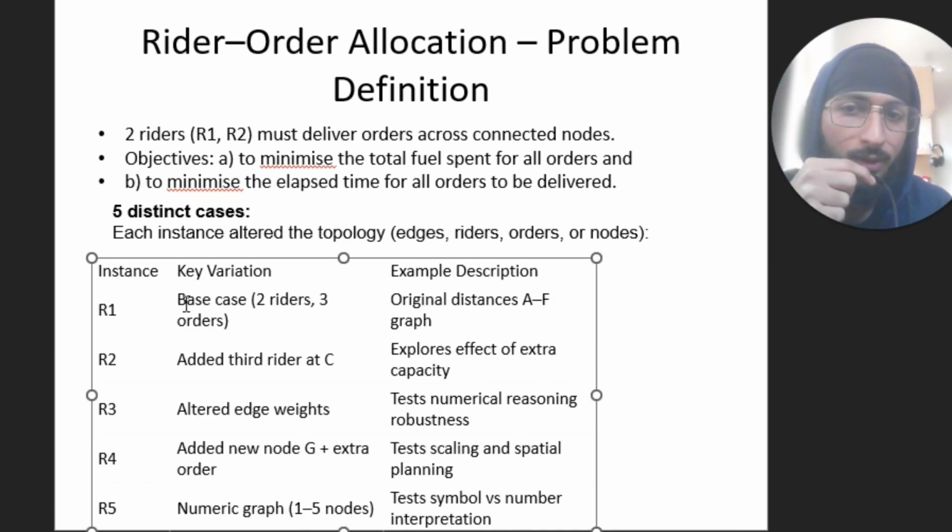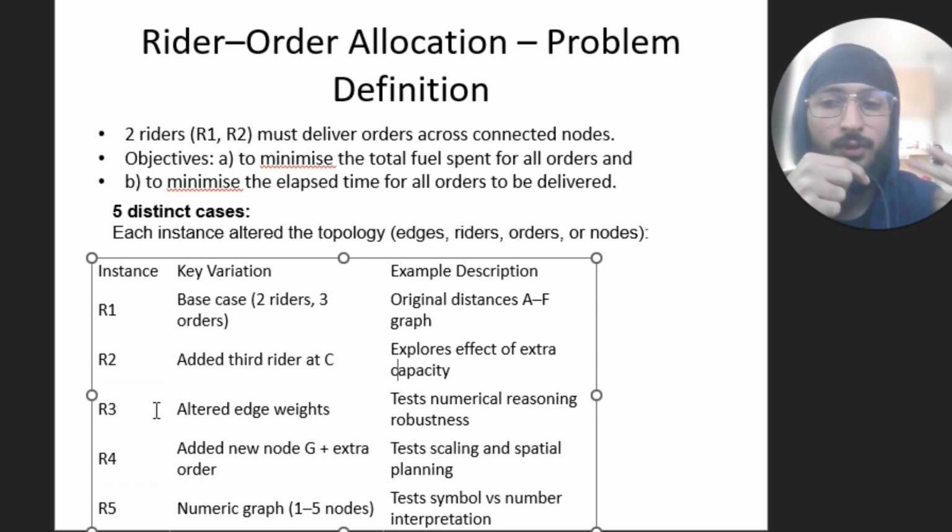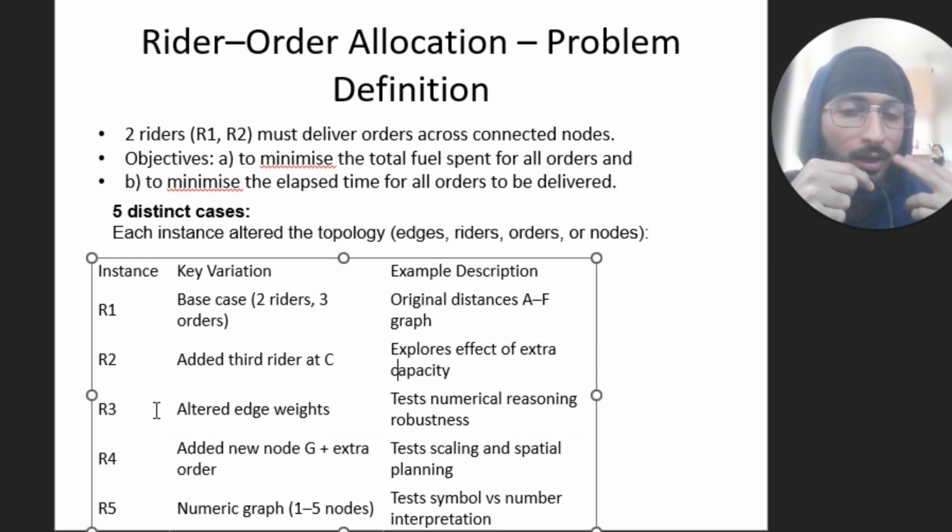So for instance R1, the key variation is basically this is the base case. So we have two riders and three orders, and this is the example. That is, original distances were maintained A to F graph. In R2, we added a third rider at C. So this basically would explore the effect of extra capacity. Then I gave the LLM another instance, that is R3, which altered the edge weights. So that would be testing the numerical reasoning and robustness of the LLM model. Then R4 was given, that is added a new node G plus another order I added. And in R5, we basically use a numeric graph with 1 to 5 nodes.